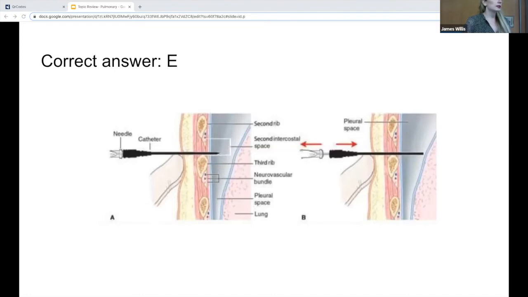There are actually studies done in the US of the mean chest wall thickness, and it's about 4.5 centimeters. So it's recommended that you use a needle or an angiocath with a length of at least 5 centimeters to be able to get into the pleural cavity.